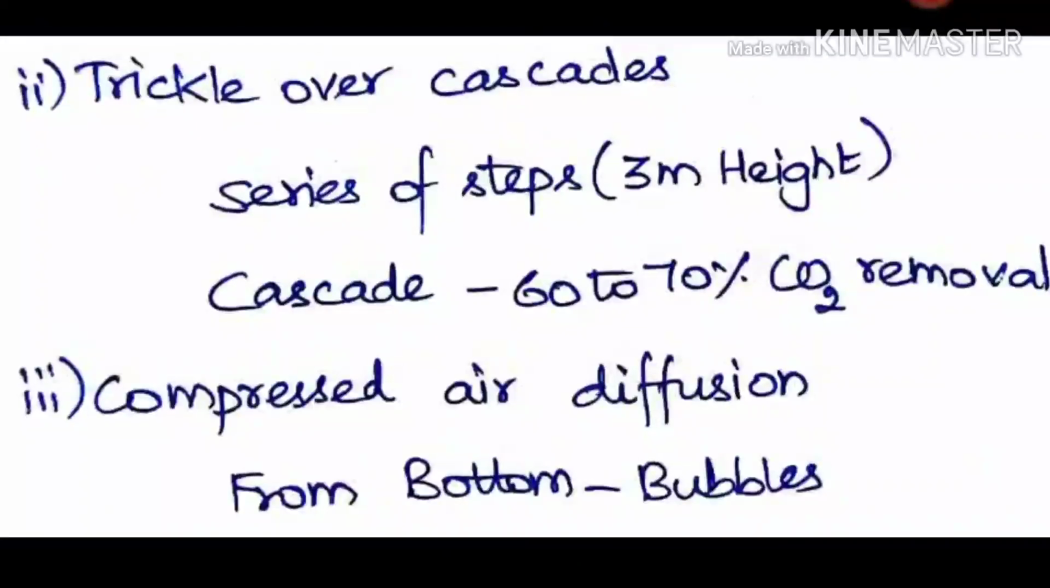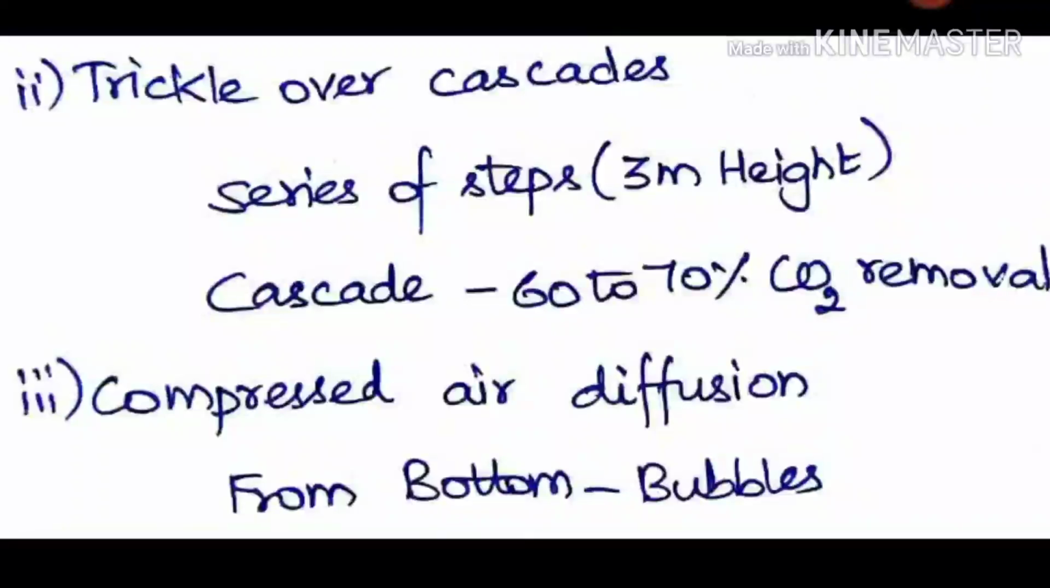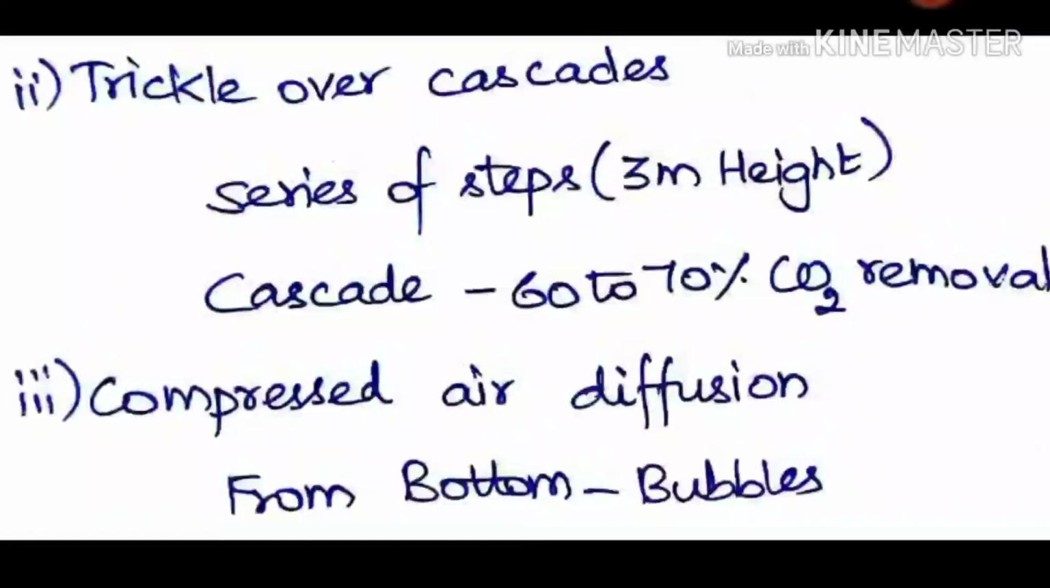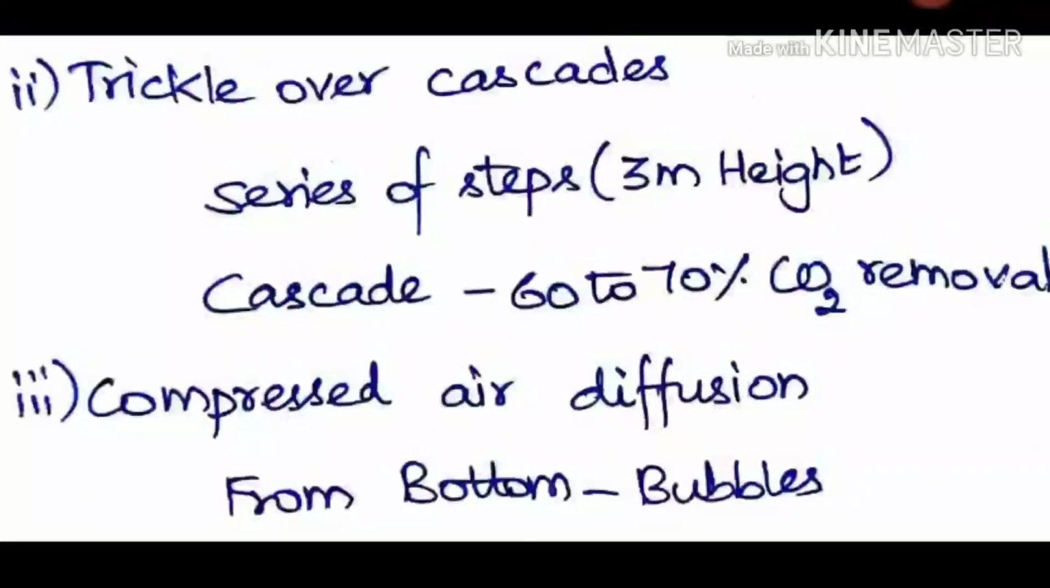The next is the trickle over cascades method. So it is nothing but the flow of water through some series of steps. So the steps will be of total height of 3 meters, and the cascade method gives nearly 60 to 70% of CO2 removal. And the third is compressed air diffusion method.